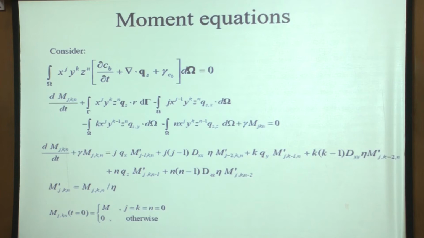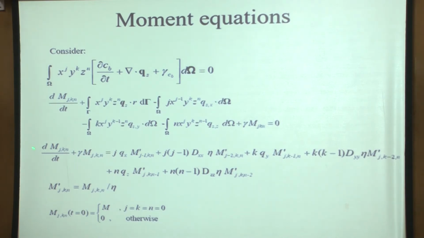Our initial and boundary conditions essentially say that the moment mjkn at time t equals 0 is going to be the total mass that is released only when j and k and n, all of them are 0. So initially, if all the solute is released, it's existing only in the 0th moment. The first, second, third moments, since that is where it's released instantaneously, all of those are 0. But as time goes, then those will evolve.